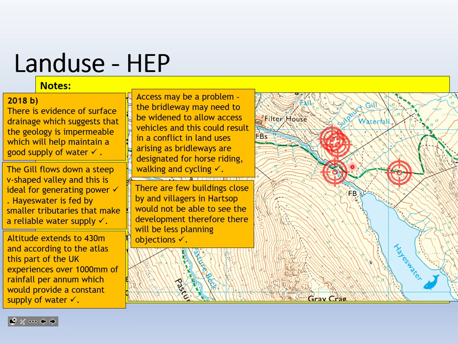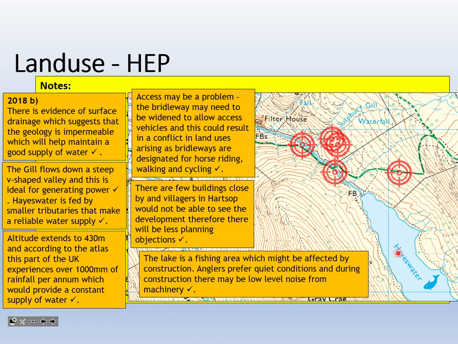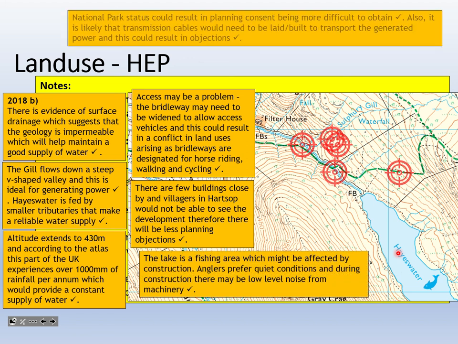We've got a few buildings nearby, notably the one labelled Filter House, but the villagers down in Hartsop, which is down at the bottom of the hill here, won't be able to see your project, so that's good, so there's less planning objections. However, the people who might do fishing on this lake here might be disturbed by the sounds of construction or the sounds of the machinery in operation.